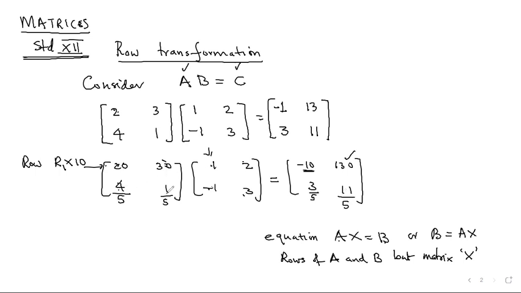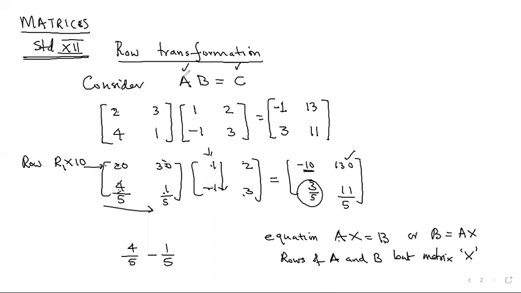4 by 5 into 1 minus 1 by 5 into 3. Do you get this answer? You multiply both, just check. 4 by 5 minus 1 by 5. Am I getting 3 by 5? Yes, sir. So you can not only multiply, you can also divide.